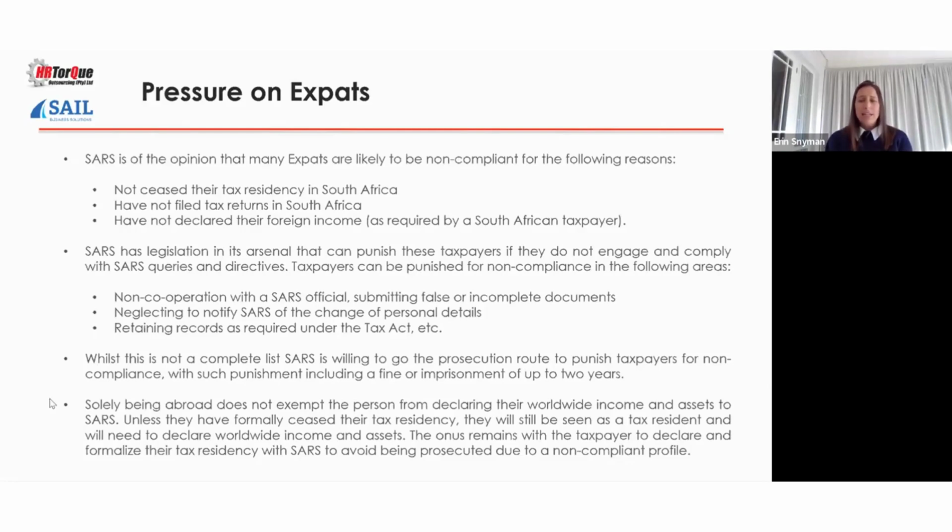Another consideration is if you then, 23 years later, decide I'm going to cease my residency, there's a lot of ground for SARS to say, well, provide me all of this information that your actual intention in 2000 was to immigrate abroad. At that point they could say, well, we believe that your residency only ceased from this date. And the onus then is you and SARS against each other. And it just becomes a bit of a nightmare. And you don't want all of those worldwide assets that you've now acquired to fall within the Section 9H charge. So the onus remains with the taxpayer to declare and formalize their tax residency with SARS. You don't want to find yourself in a situation where you've got a non-compliant profile.